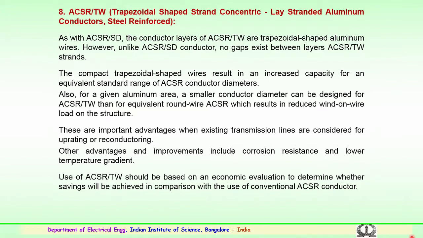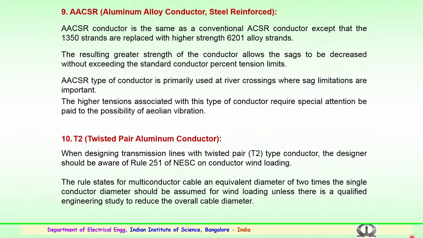Other advantages could also be the improvements based on the corrosion resistance and a lower temperature gradient. The use of this particular ACSR TW conductor mainly should be based on economic evaluation to determine whether savings will be achieved in comparison with the use of conventional ACSR conductor. So, any conductor before it is being chosen, the economical considerations have to be evaluated and the technical aspects have to be also looked into before it is being used in the transmission or distribution.